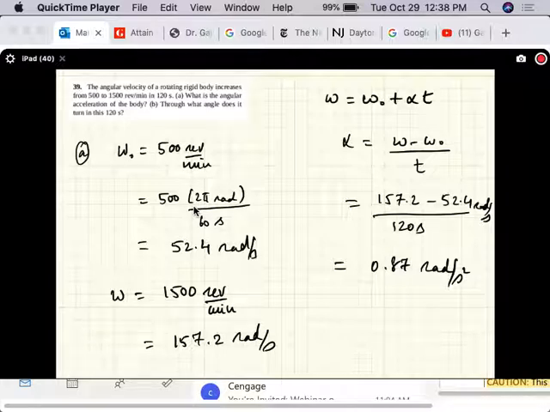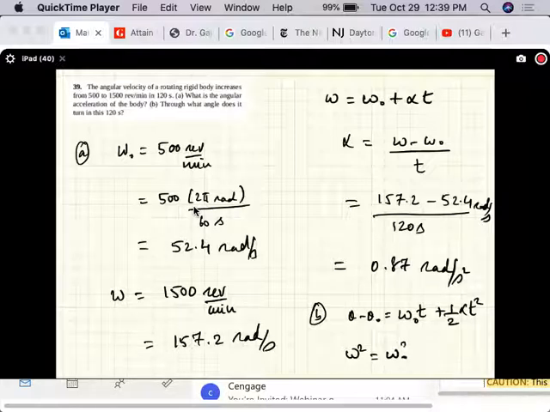And in part B, they ask you through what angle does it turn in this 120 seconds. So for part B, we'll use theta minus theta naught, the angular displacement, which is omega naught t plus 1/2 alpha t squared. You could use that formula, or you could also use this other formula. You can use one of those two. I'll use the second one.